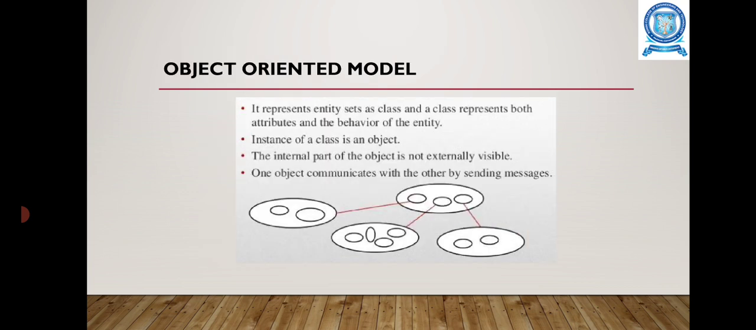The next one is the object oriented model. The object oriented model represents entity sets as classes, and a class represents both attributes as well as the behavior of the entity. It means that an instance of the class is an object. This is the representation of the object oriented model. One object communicates with another by sending messages.